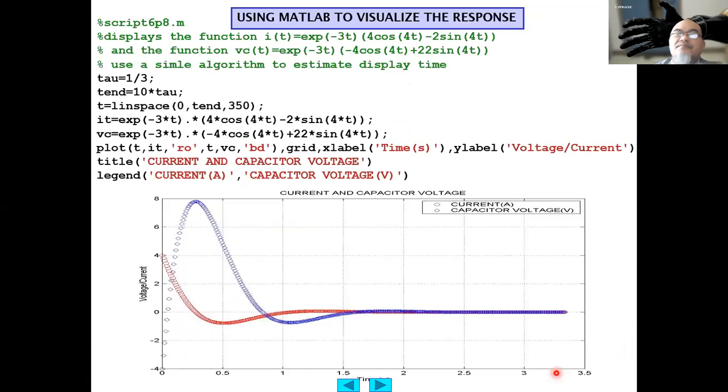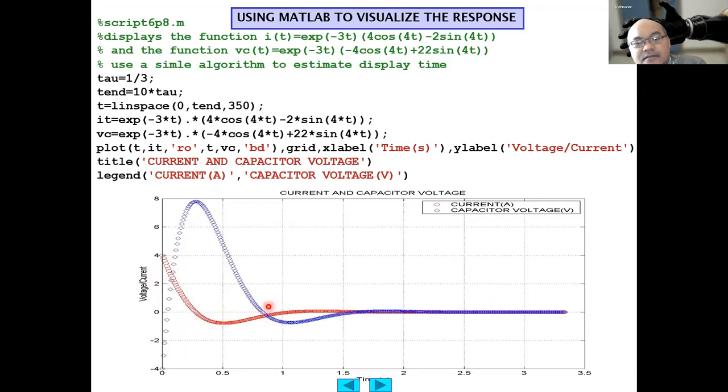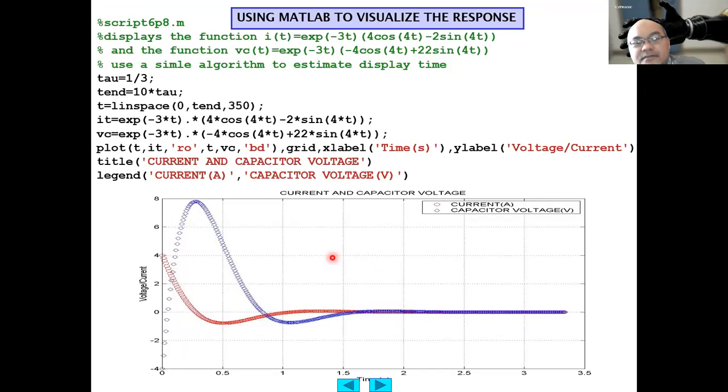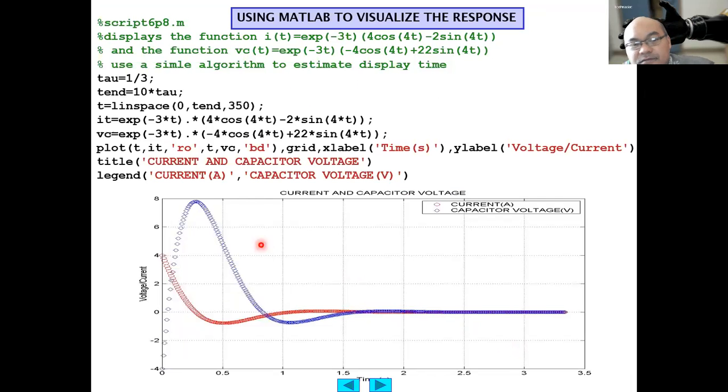If we plot the current and the capacitor voltage, the current will be the red one. This one is the current. The current is exponent minus 3t, so underdamped case for this one. Then the voltage is the blue part. The voltage is exponent minus 3t times minus 4 cosine 4t plus 22 sine 4t. This one.